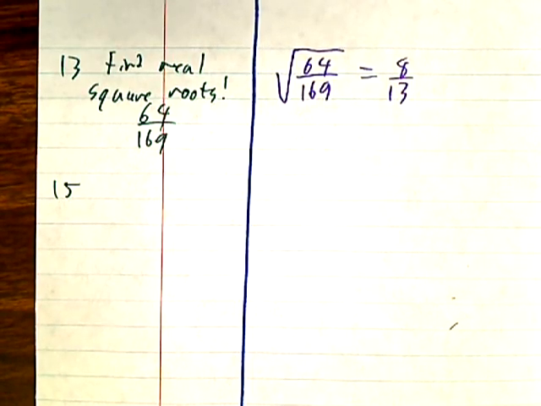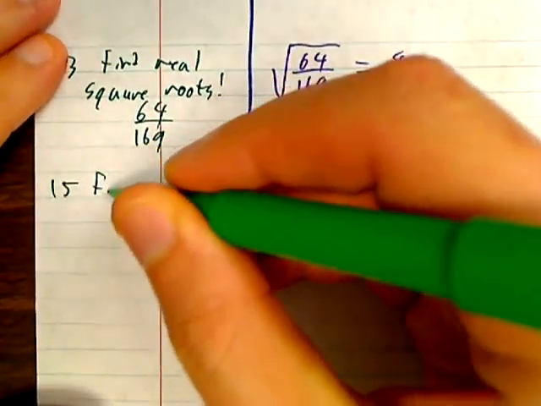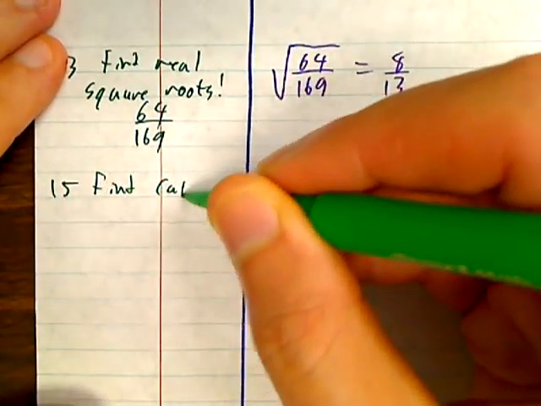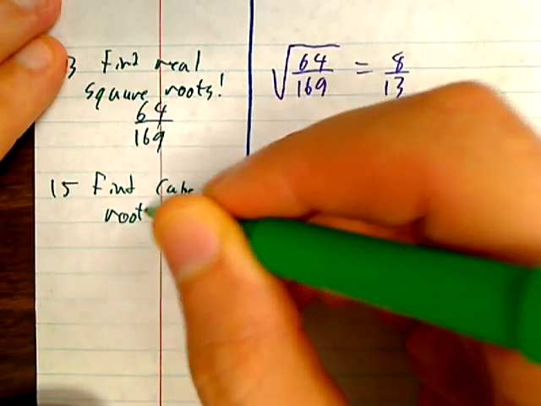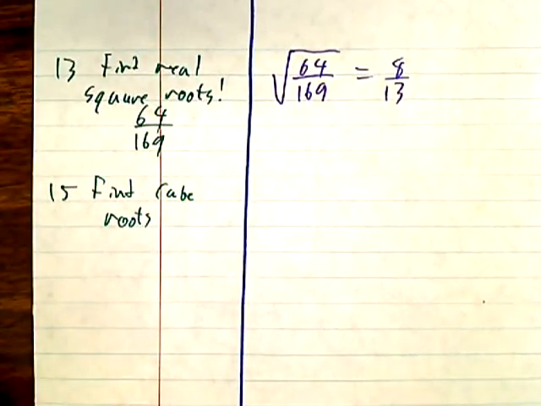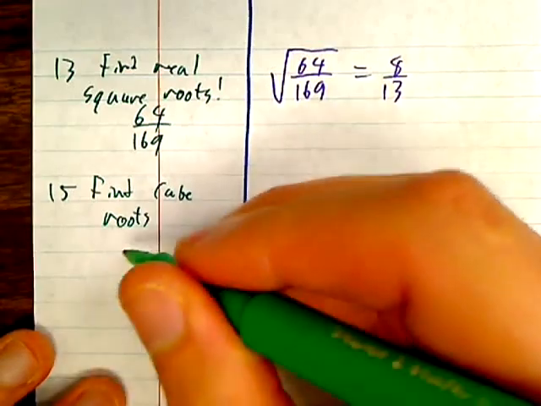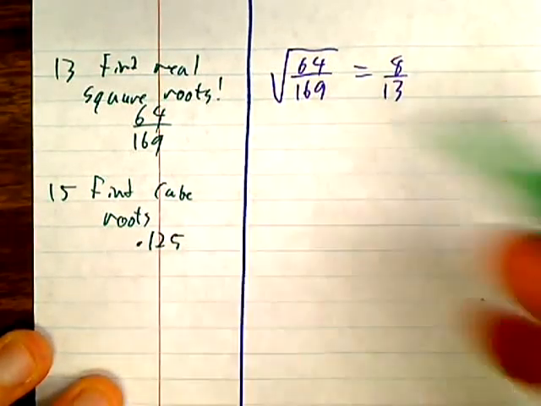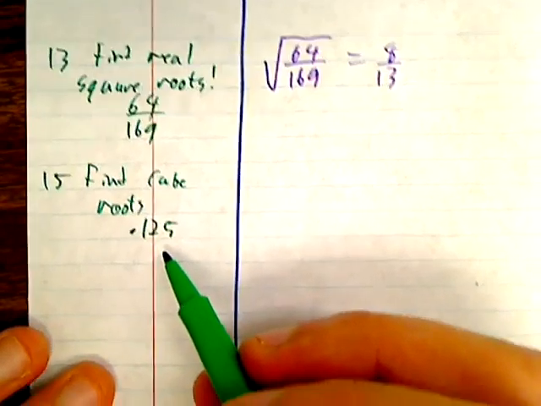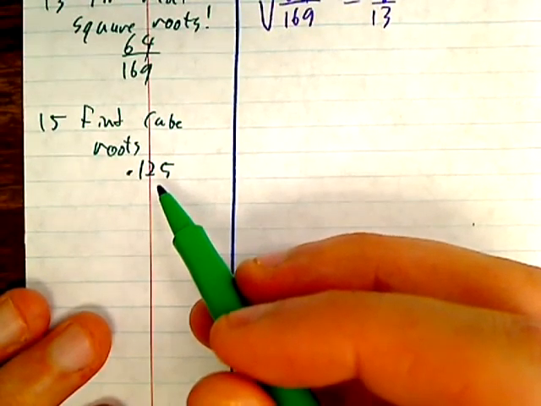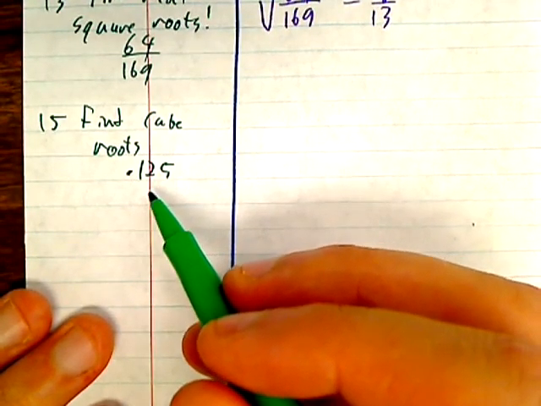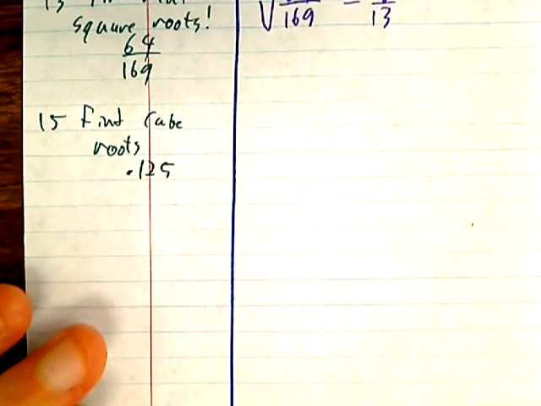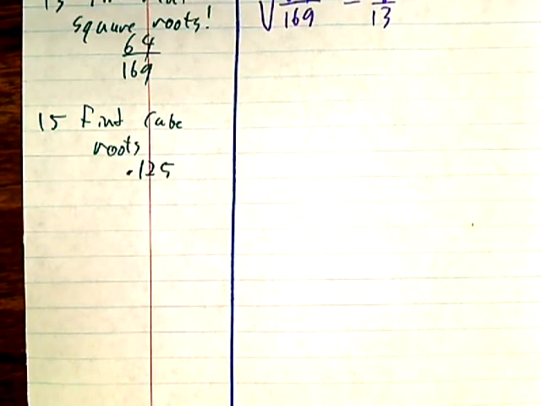And 15 says find all the real cube roots of 0.125. And if I were to read this number, I would read it as 125 thousandths. So maybe if you just write it as a fraction that way, that'll be a little bit easier. Let me give you a second there. Go ahead and pause.